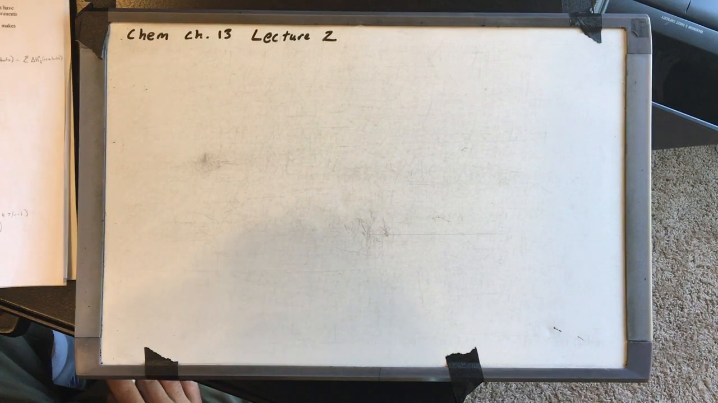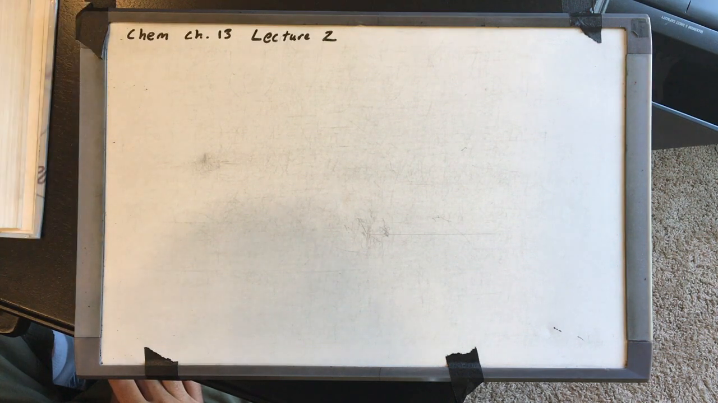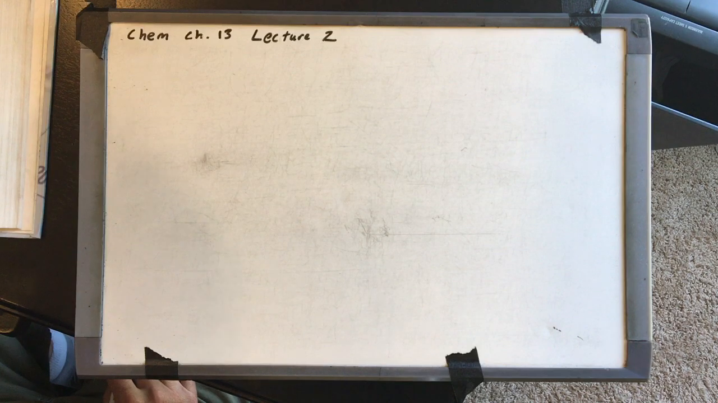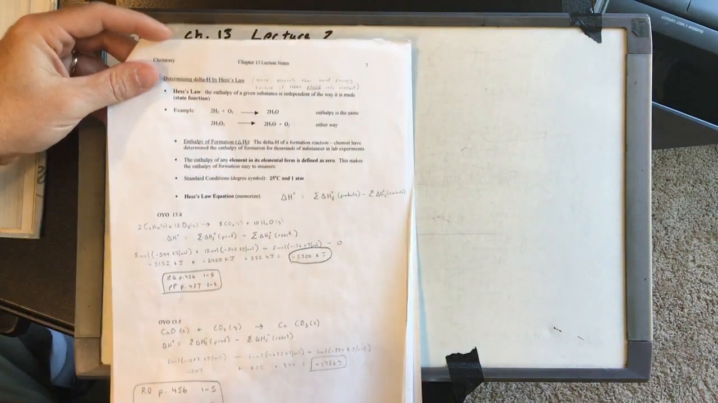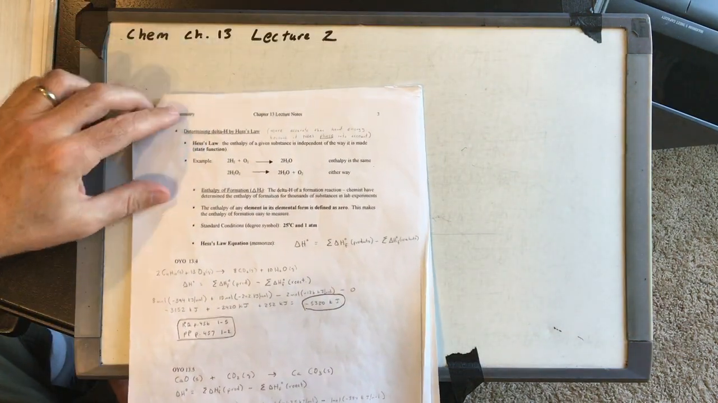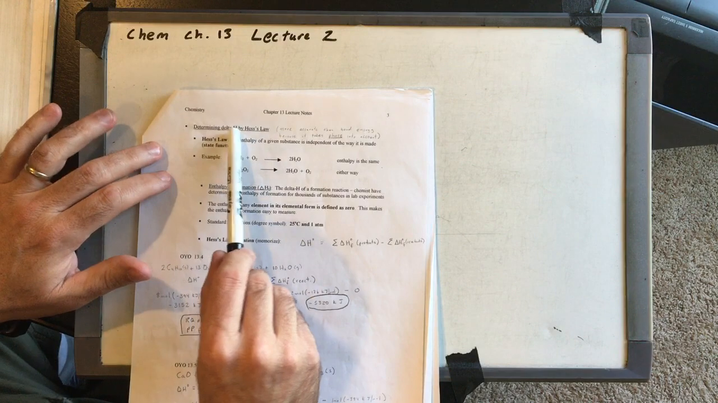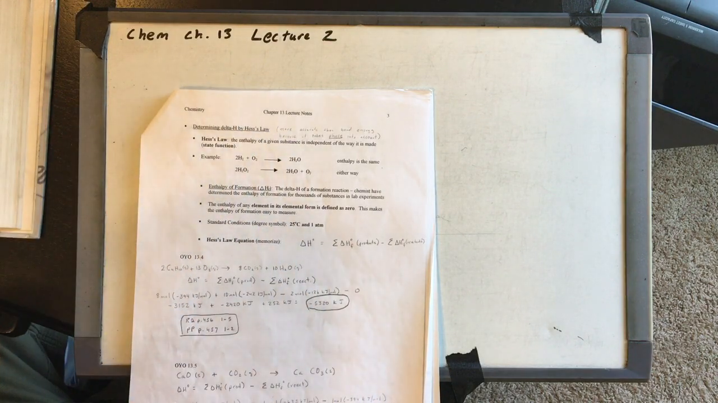Okay, this is Chemistry Chapter 13, Lecture 2. We're starting on page 3 of your notes up at the top, and you'll want to have your Chapter 13 table sheet ready to go. And the first on-your-own problem I'm going to work is on page 433. All right, just going through your notes here, starting at the top, determining delta H by Hess's law.